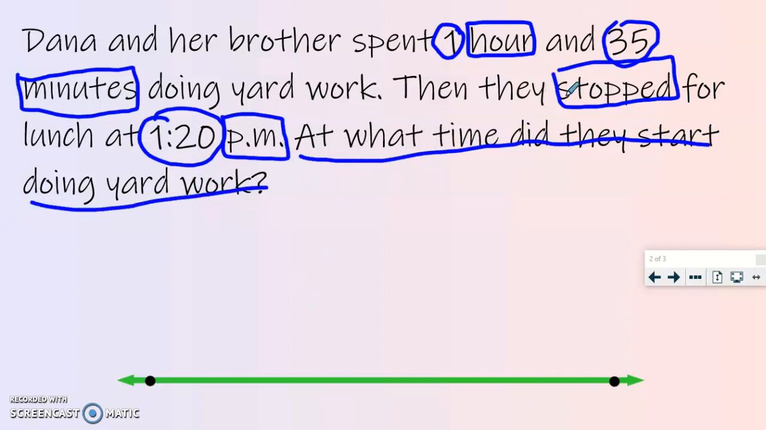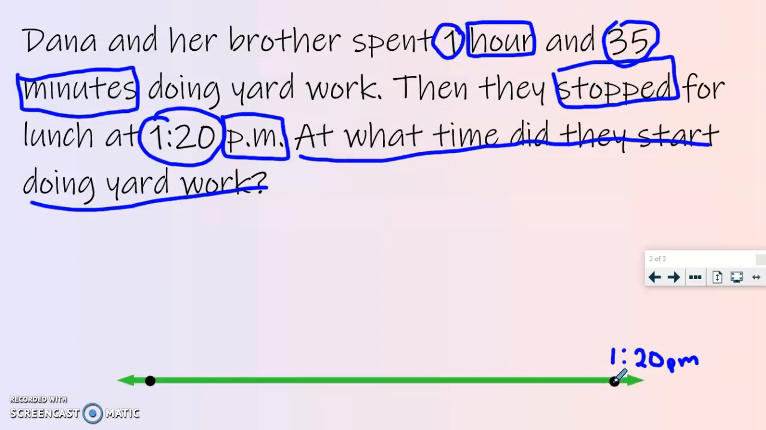Okay. So we've got a lot of good information here. We know that they stopped at 1:20 p.m. So I went ahead and I drew a number line down here because I feel like it's a lot easier to solve these kinds of problems with a number line. Definitely helps me out. So I'm going to put the 1:20 p.m. over here. Okay, this is my stop time. I know that, 1:20 p.m. And I know for my question that I don't know when they started. Okay, but I know that they spent 1 hour and 35 minutes.